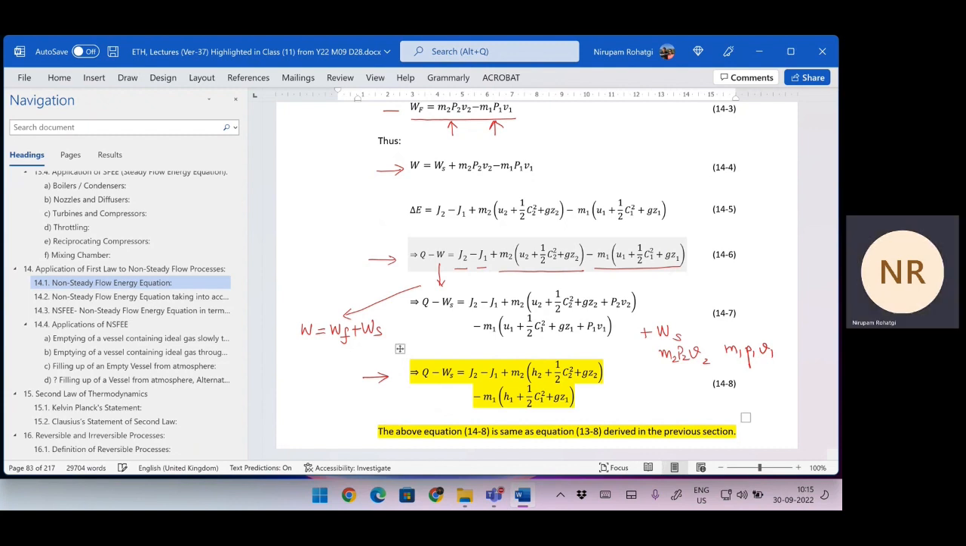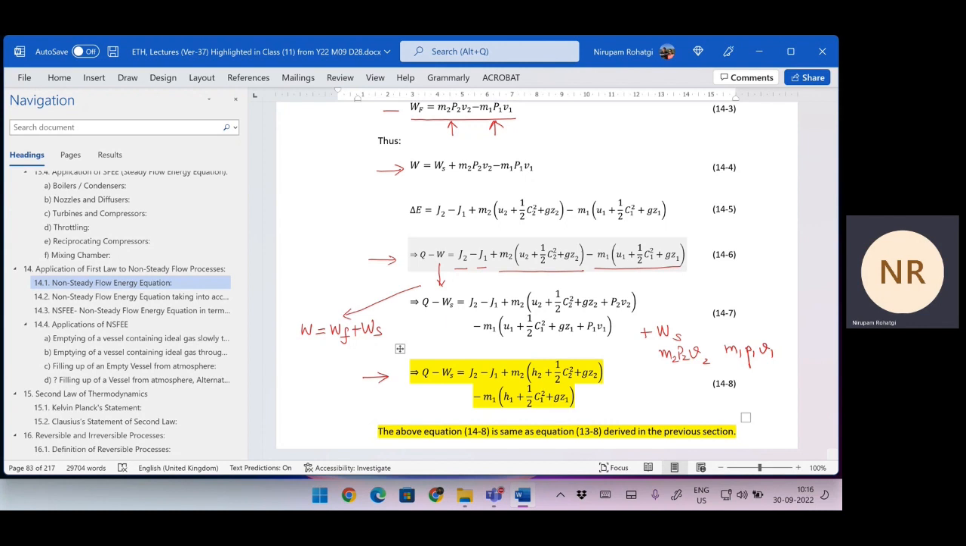Q minus Ws is equal to J2 minus J1 plus M2 into (H2 plus half C2 square plus GZ2) minus M1 into (H1 plus half C1 square plus GZ1). Okay. This was the equation we developed for a steady flow also. And from here onward we put the condition that it's a steady flow.